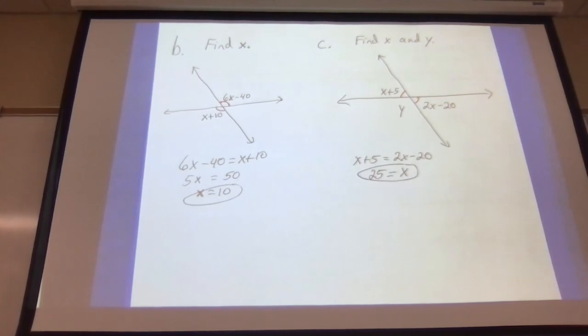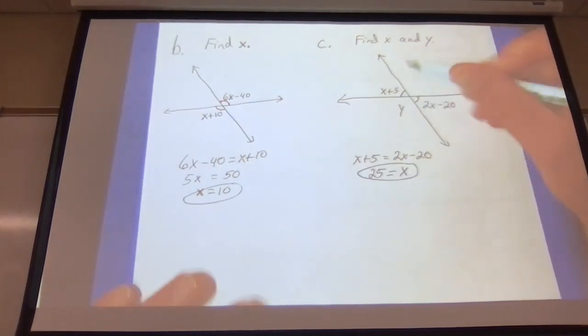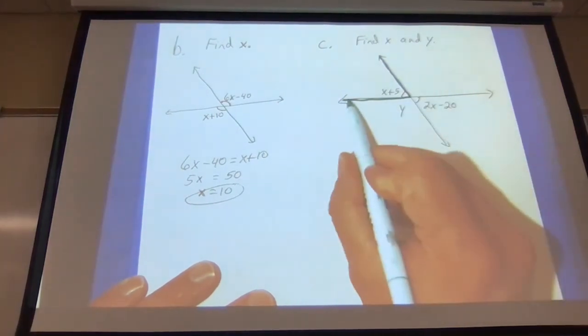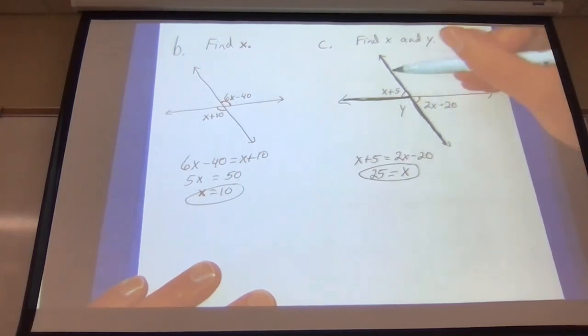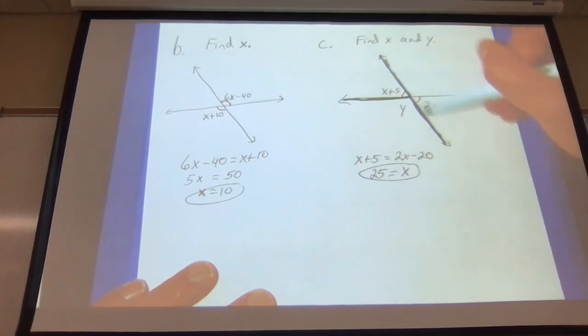Now we also need to get the y. So I'm going to look at these 2 angles here, the x plus 5 and the y. The x plus 5 is this green angle. The y is this green angle. If you put those 2 angles together, they make a straight line. What does that tell us? It's going to be 180 degrees. These 2 angles are going to add up to 180.